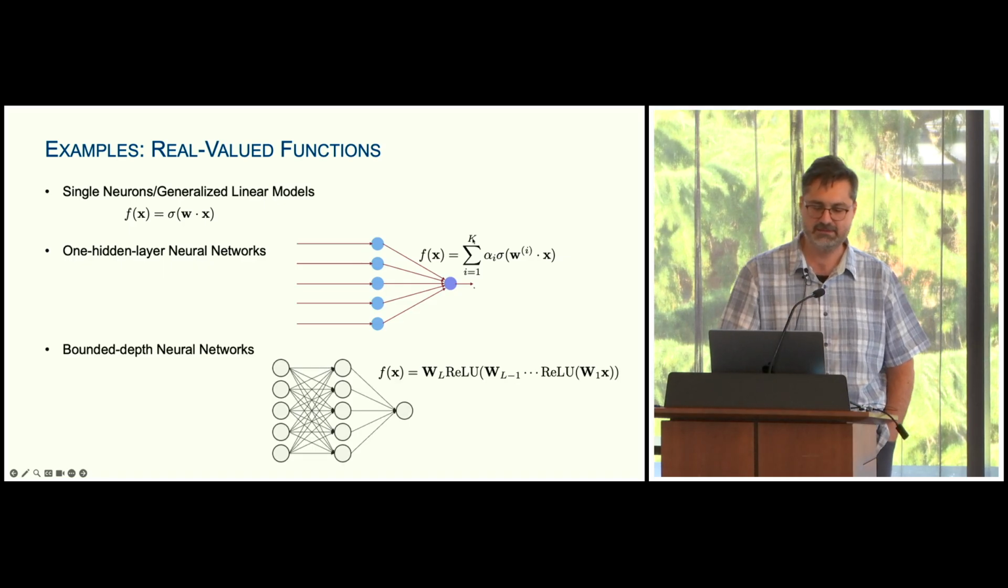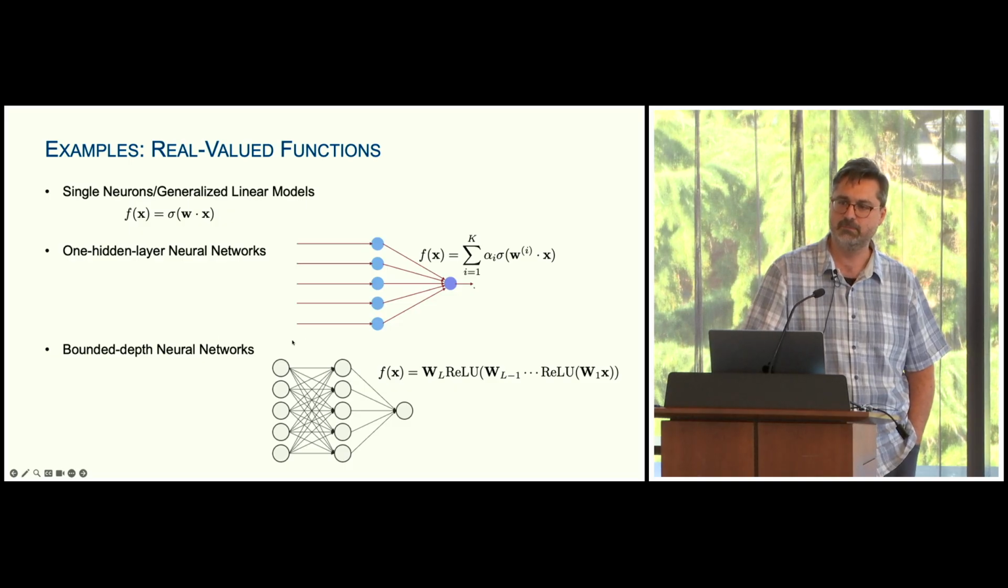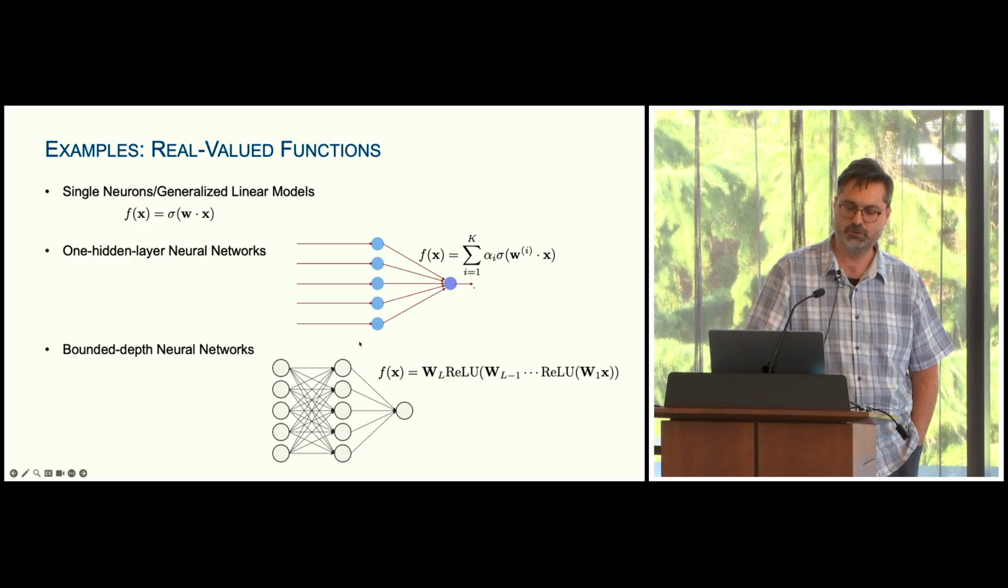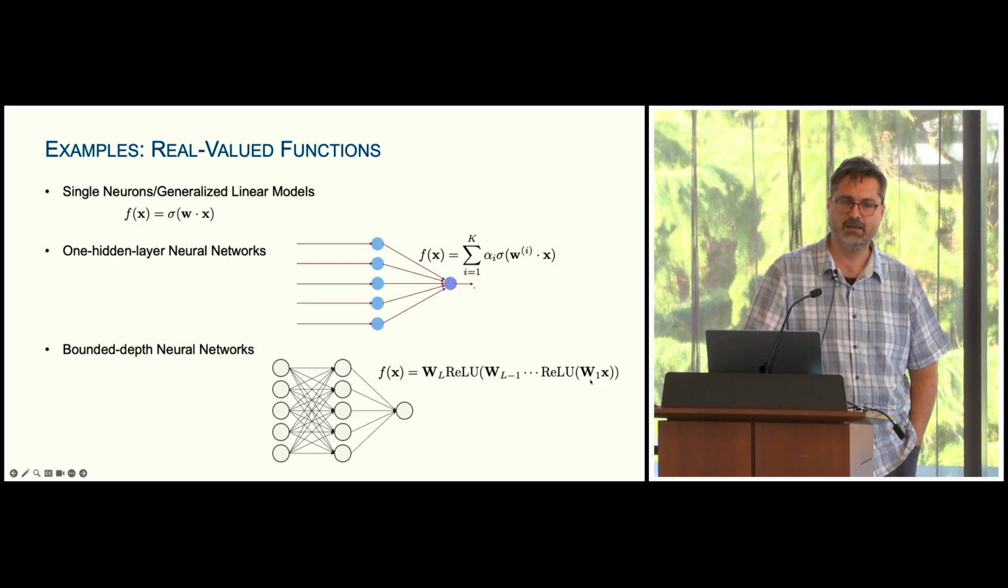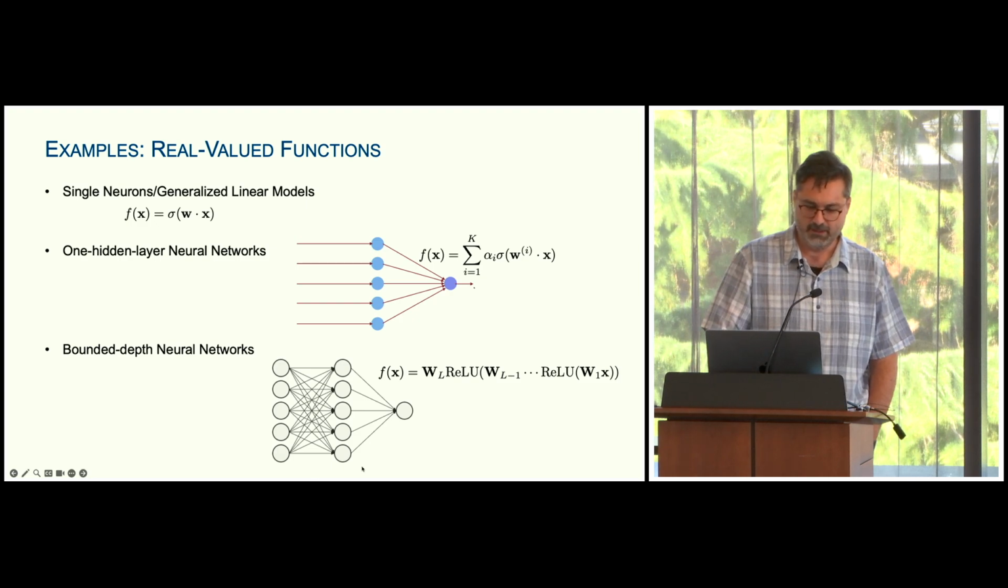Under some reasonable assumptions, even a bounded-depth neural network can be expressed as a multi-index model. This is not always the case. A sufficient condition is that the first matrix W1 has rank at most k. If that is the case, then this is a multi-index model with parameter k.